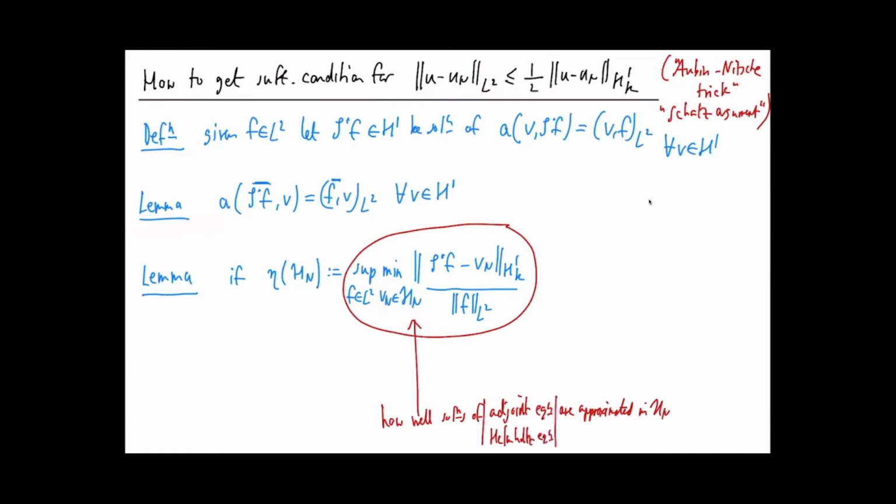Equations are approximated in Hn. So if this quantity is sufficiently small relative to the continuity constant of the sesquilinear form, which we know is some number independent of k, then I have this inequality that I want.